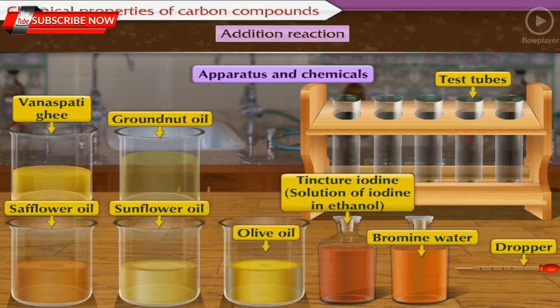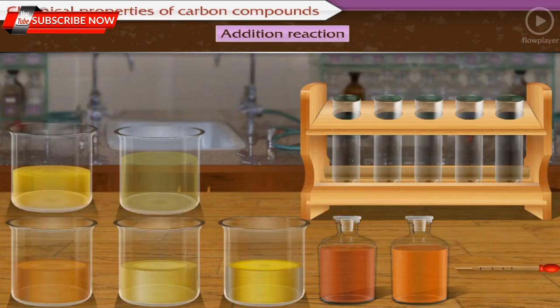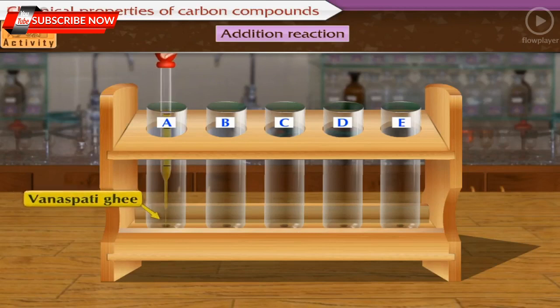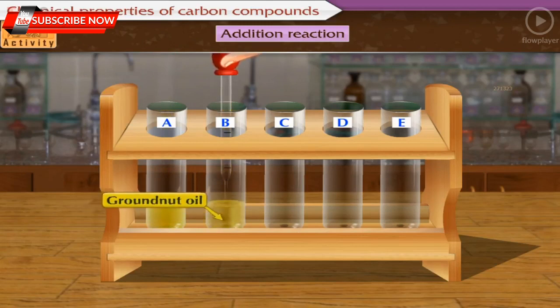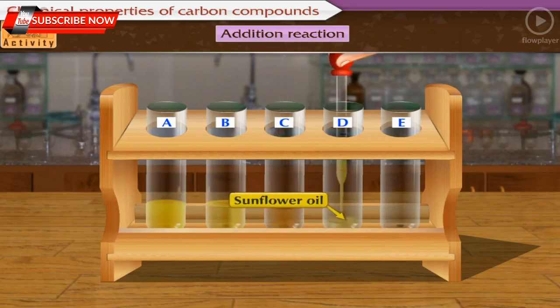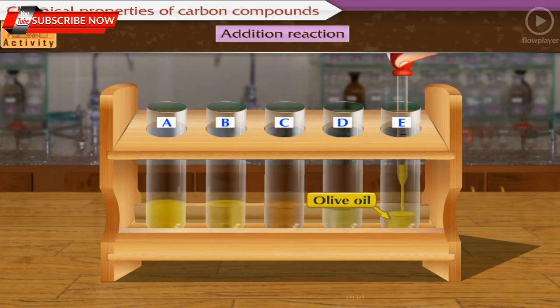Now let us perform the activity. Activity. Let us first take 5 test tubes and label them as A, B, C, D and E respectively. Let us take 2 ml vanaspati ghee in the test tube A and in the other test tubes take 2 ml groundnut oil, safflower oil, sunflower oil and olive oil respectively.